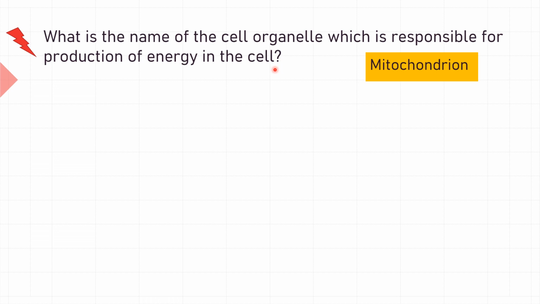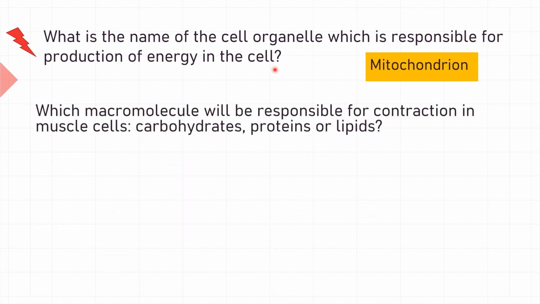But in this process, it's not only energy that is produced, also you have some things that are not needed for the cell, like carbon dioxide, which then needs to go out, and water.